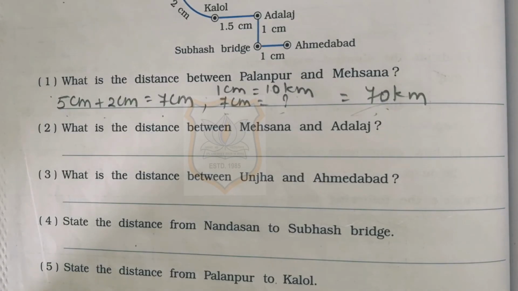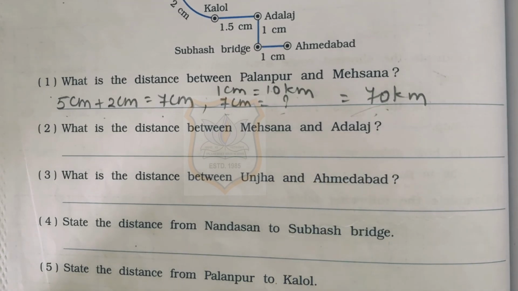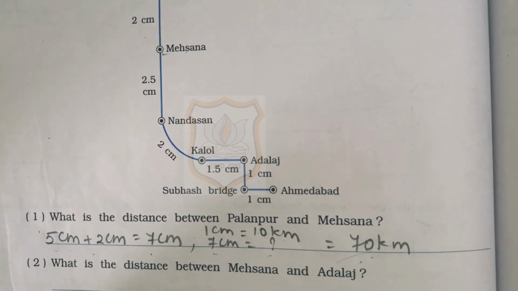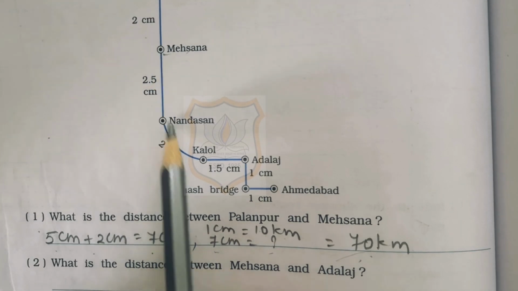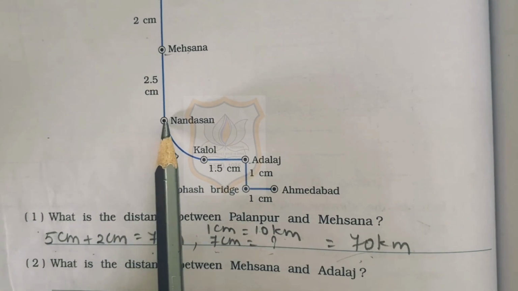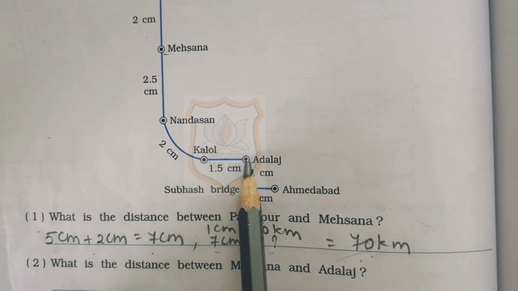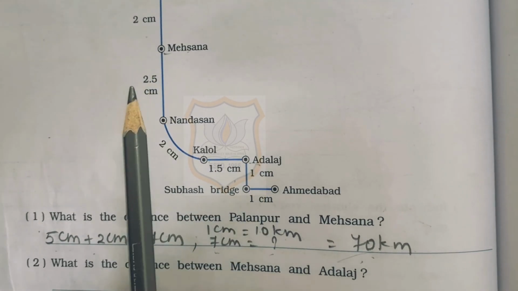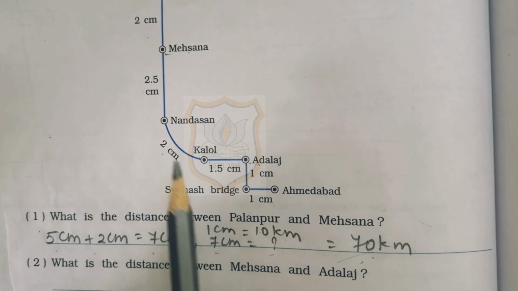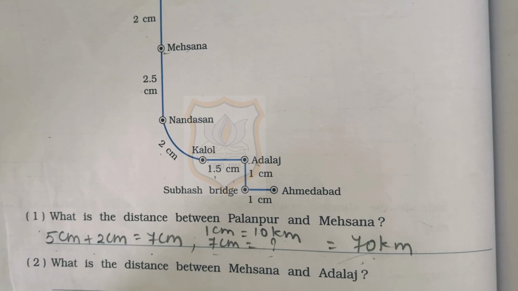Now sum number 2 of question number 5. What is the distance between Mehsana and Adalaj? Now here also first we will find out the distance on the map between Mehsana and Adalaj. Here in the map you can see we have to find out the distance between Mehsana to Adalaj. From Mehsana to Nandasan is 2.5 cm, from Nandasan to Kalol is 2 cm and from Kalol to Adalaj is 1.5 cm. So the total distance between Mehsana to Adalaj is 2.5 cm plus 2 cm plus 1.5 cm, that is 6 cm.